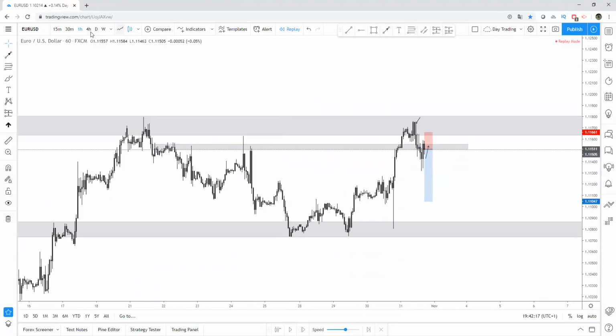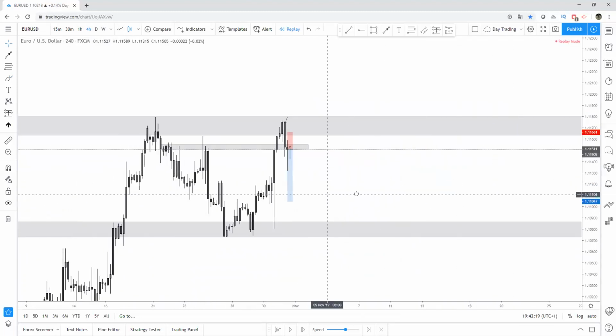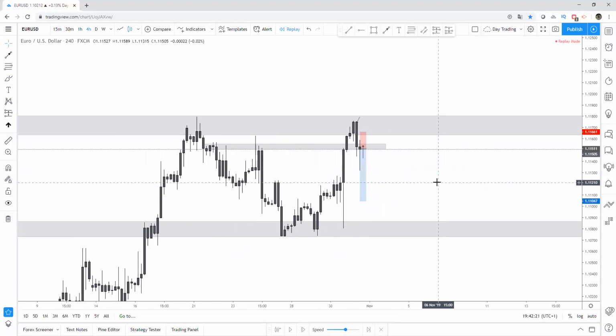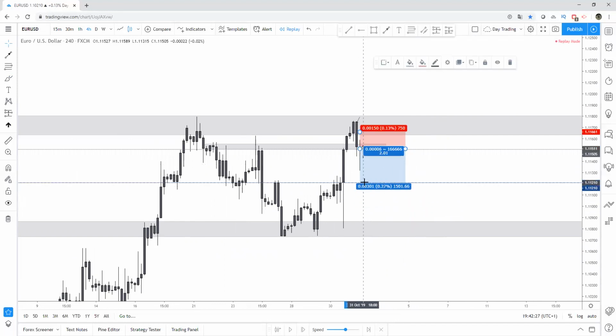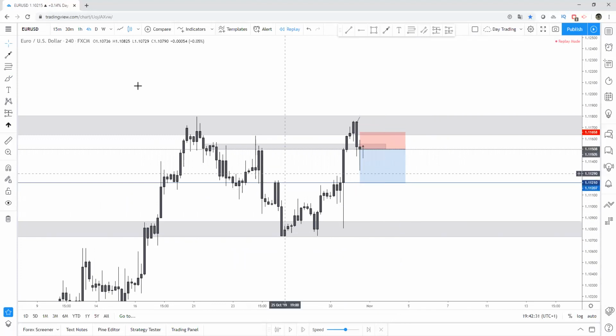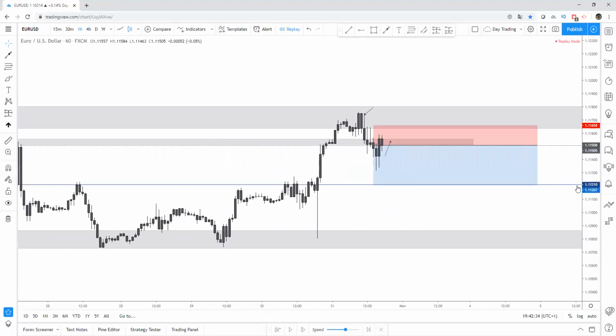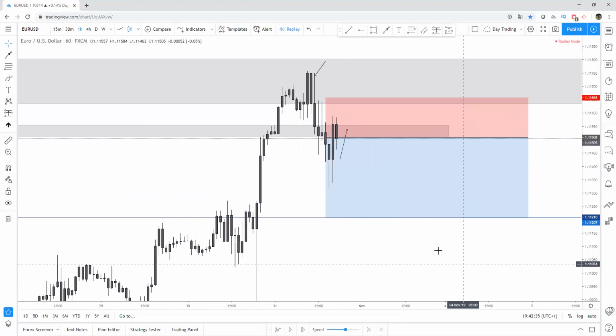If we have a look at 4-hour structure, I can see a zone here immediately. Yes. So this could be a management level as well. This is 1 to 2, which is absolutely perfect. So we will take 50% here and we will let it run to the downside. Let's see.